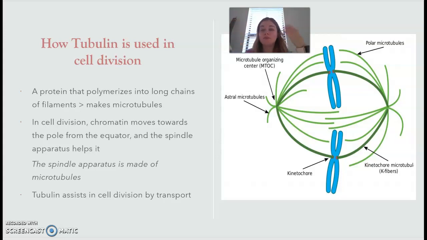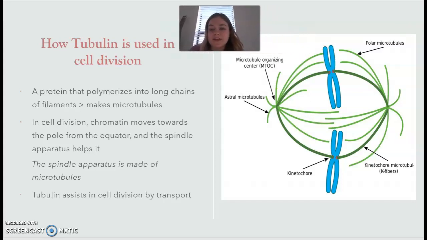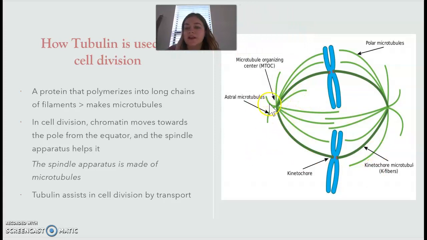So tubulin makes up microtubules. Microtubules are that movement portion. So when the chromosomes are separating, the spindle fibers, which are made up of microtubules, which are made up of tubulin, are what's helping to move it. So it has a big role in mobility, or should I say motility, inside of the cell during mitosis. So you can see here in these photos that the spindle fibers are all made up of microtubules, and they assist with the chromatin moving to those opposite ends and helping with cell division.